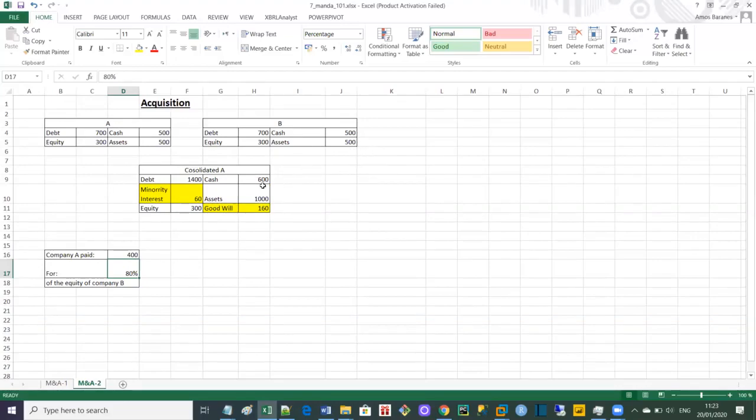In other words, I had 500, and because I paid 400, it went down to 100. I add the 100 to 500 and get the 600. The 1,000 is simply the total other assets. 160 is the extra I paid over the book value. 1,400 is the debt of the two companies together, and the minority interest reflects the part that company A did not buy from the shareholders of company B. That's summarizing simple acquisition cases. I already covered most of the cases that you might see.